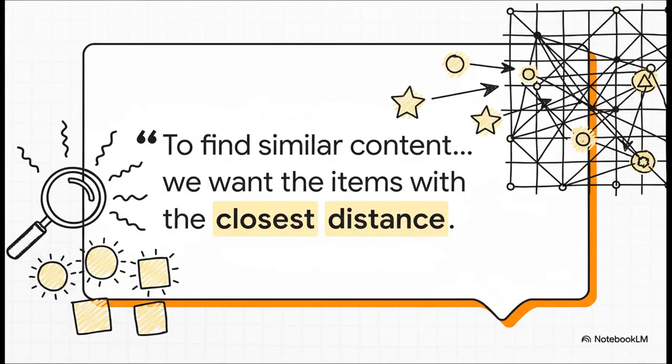So when you go to search for something, your search query also gets turned into one of these vector fingerprints. And then the database does something incredibly simple and elegant. It just looks for the stored vectors that are mathematically closest to your query's vector. That's it. It's not about matching words anymore. It's just about finding the closest meaning.